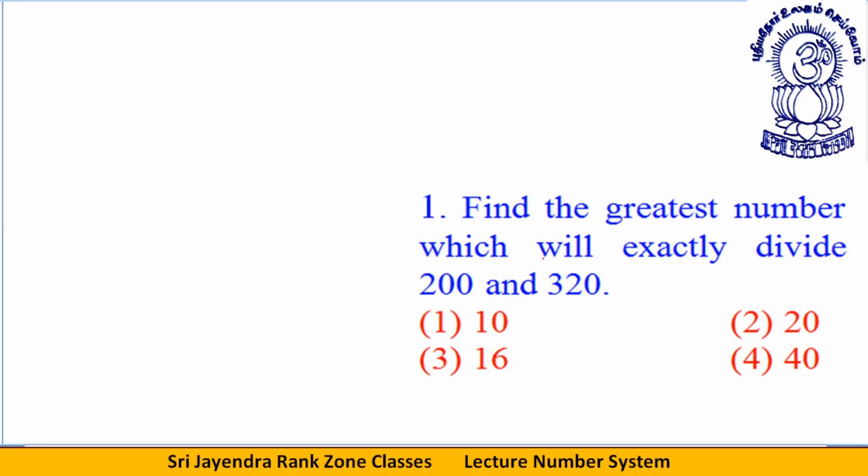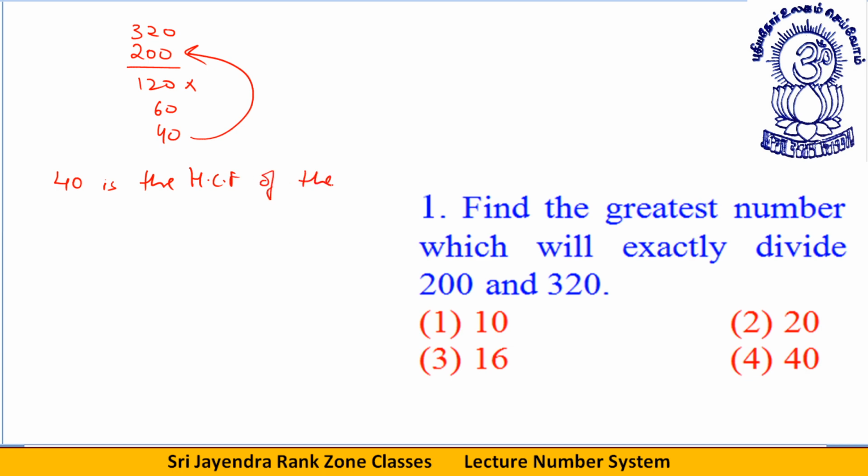Now find the greatest number which will exactly divide 200 and 320. See, it's actually easy. 200, 320. What is the difference? The difference is 120. Just check. Does 120 divide any of these? No. Factors of 120: 60. 60 does not divide. Next factor 40. Yes, 40 divides. 40 is the HCF of these two numbers. Let's move to the next one.